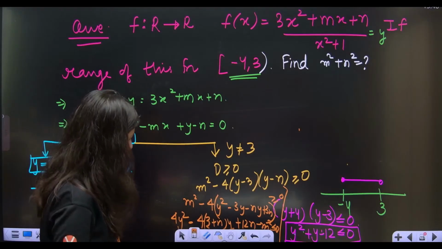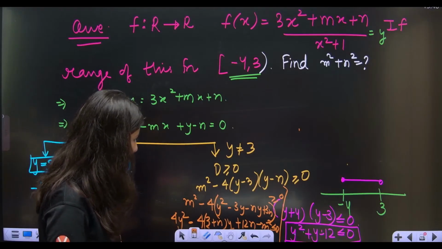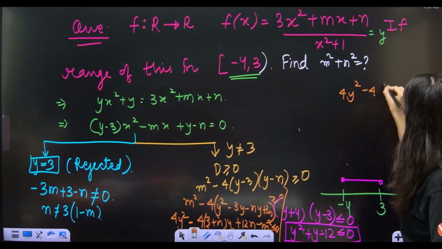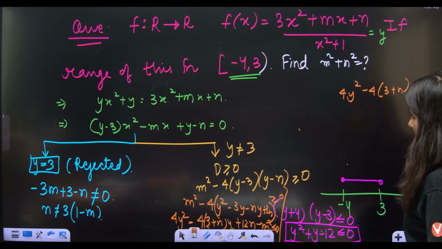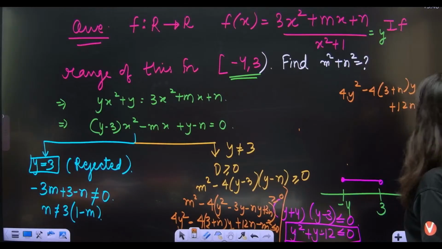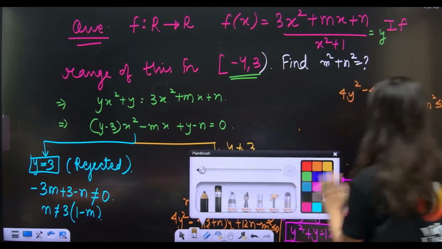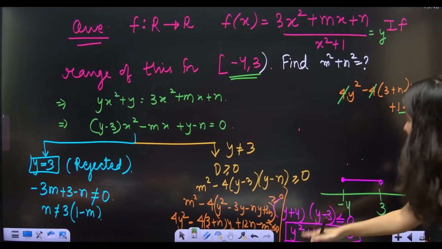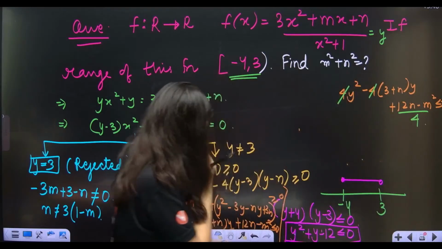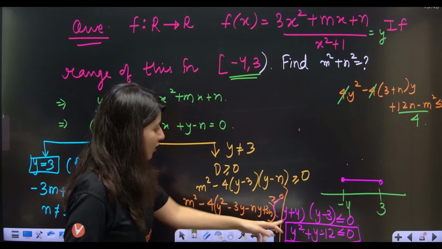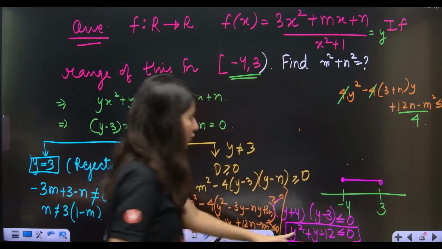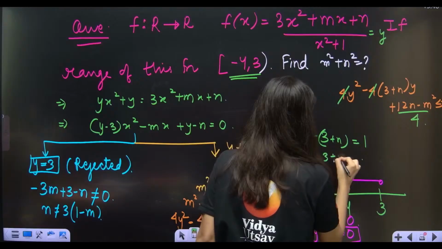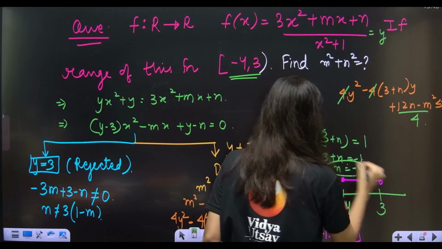Now compare. First of all, one more time let me write over here. 4y square minus 4 times 3 plus n y plus 12n minus m square less than or equal to 0. You need to divide it by 4 so that you can compare. So 4 is gone, 4 is gone. This is divided by 4. So y square matching. Now compare. Minus of 3 plus n should be 1. So minus 3 plus n equals 1. That means 3 plus n is minus 1. n equals minus 4 from here.